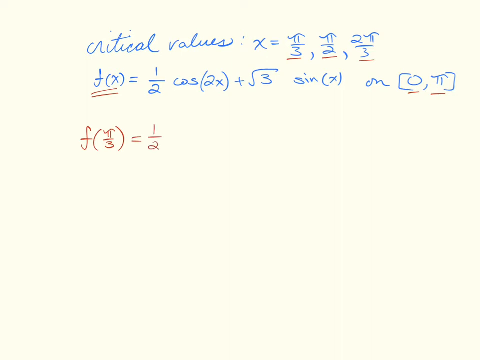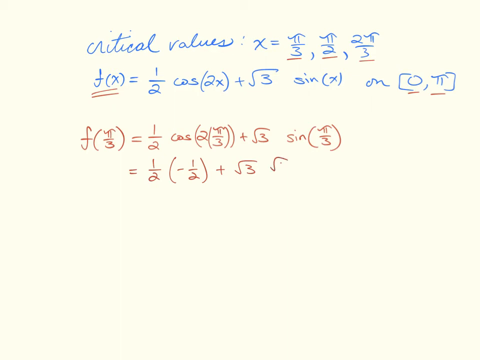So that is 1/2 cosine of 2 times pi over 3 plus the square root of 3 times sine of pi over 3. And when you evaluate this, you will see that you get 1/2 times the cosine of 2 pi over 3, which is negative 1/2, plus the square root of 3 times the sine of pi over 3, which is the square root of 3 over 2.